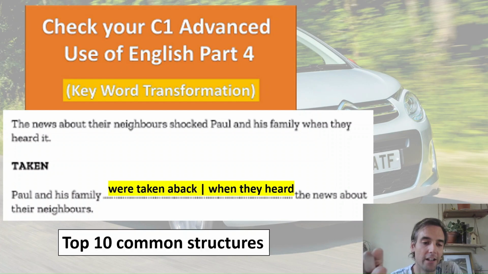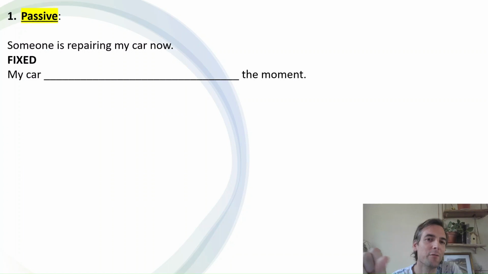What we're going to do in this video is the top 10 common structures that are repeated on every exam. Not all of them, obviously, but some of them will always be on the exam, so you're more prepared for part 4. Let's get into it. So we're going to start with the passive. The passive is going to be on many part 4s, and it's a very useful structure to know how to use anyway. We're not going to go into so much detail because you could spend a whole month just studying the passive, but a basic passive sentence: someone is repairing my car.